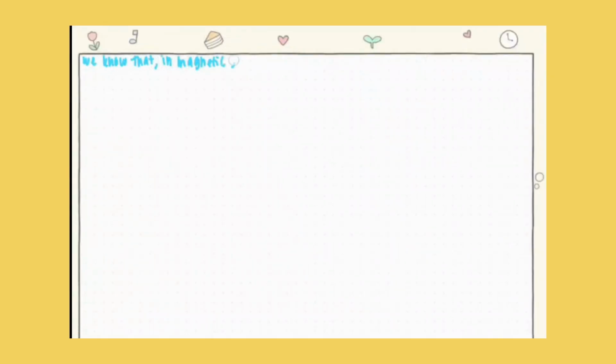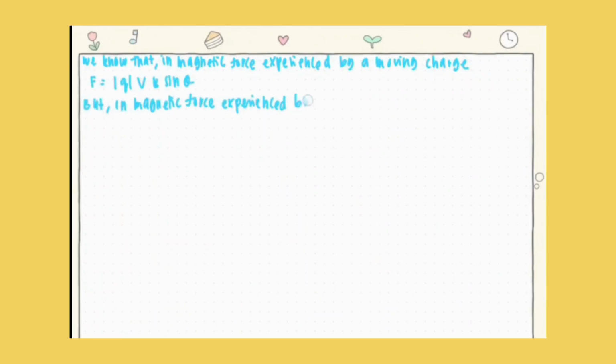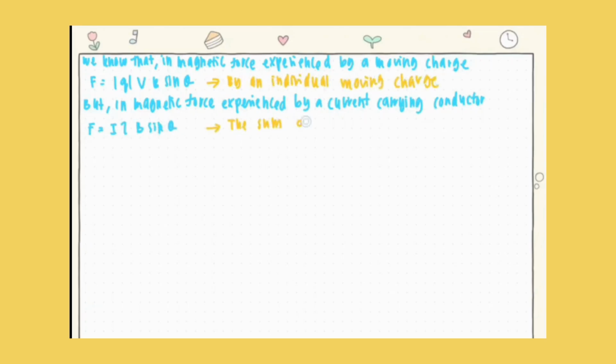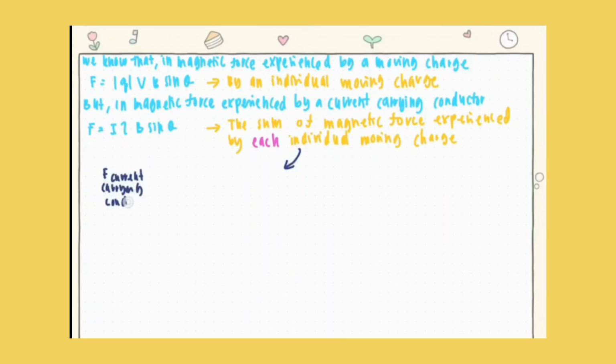So we all know that in the previous part, on Mabel's part, we learned about how a magnetic force is experienced by an individual moving charge. So in this part, we're going to learn about how a magnetic force is experienced by a current-carrying conductor. Just like the definition itself, it is the sum of the magnetic force experienced by each individual moving charge.